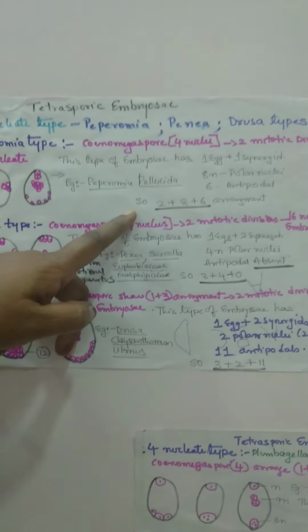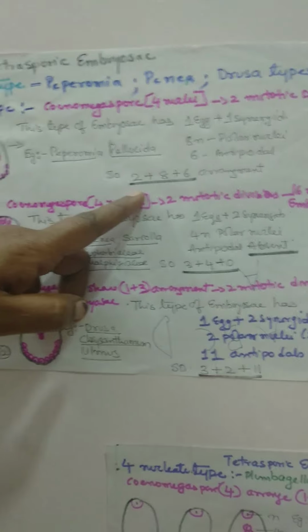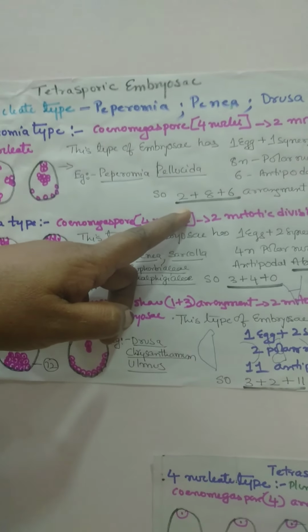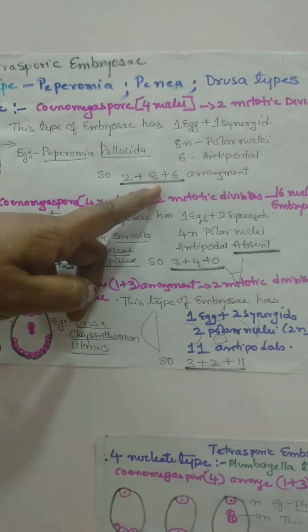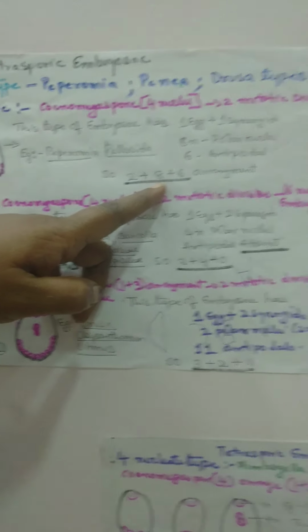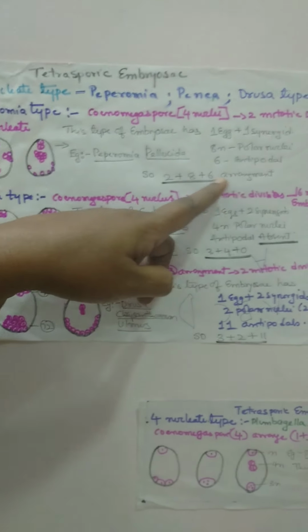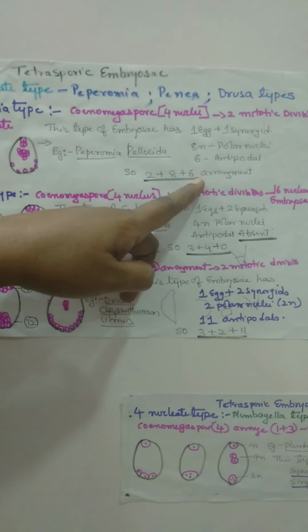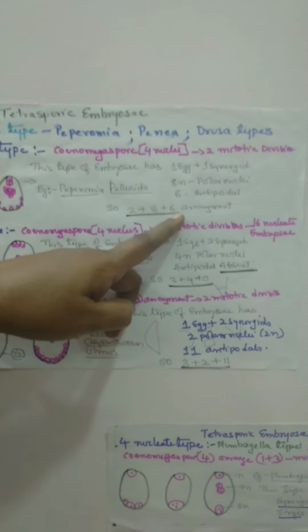So finally the 16 nucleate embryo sac arrangement is in the form of 2 plus 8 plus 6, that is 1 egg cell plus 1 synergid. So the other synergid is absent, and instead of the 2 nucleate condition, we come across here an 8 nucleate condition in the central cell, and instead of 3 antipodals we come across 6 antipodals in the Peperomia type of embryo sac.